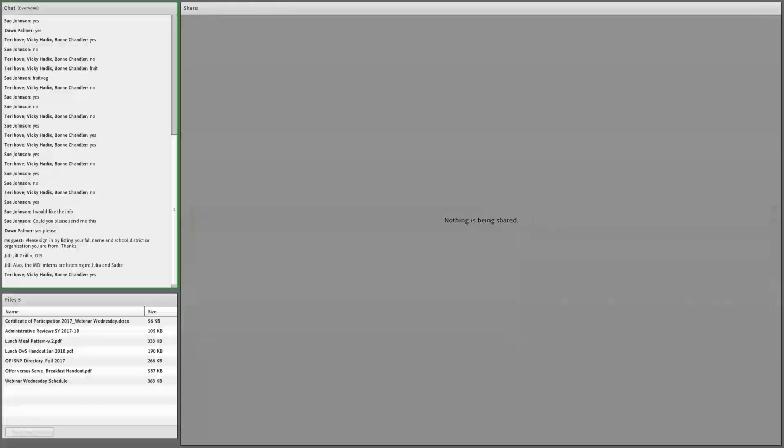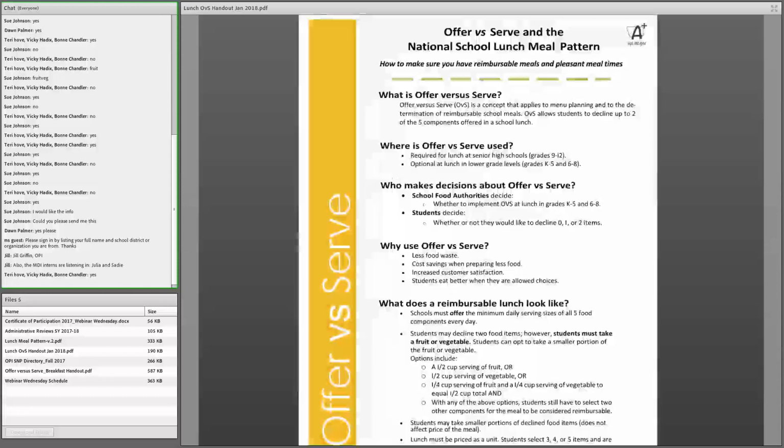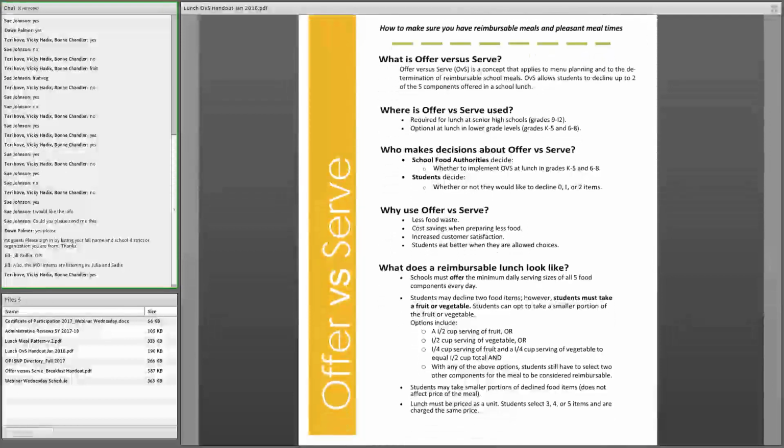Okay, I'm going to stop sharing this screen and see if I can share this with you. This is available down in your files box on your lower left, and it's the offer versus serve in the National School Lunch Meal Pattern. I think it lays out nicely the 3 of 5 components, and specifically how to do the fruit or vegetable is along the bottom half of that sheet.